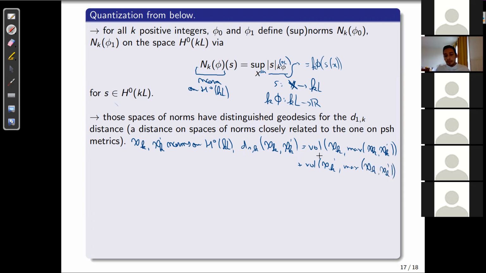And so this volume can basically be understood as a sort of relative energy for norms. And in fact, you see that the expression is very, very close to the expression of a D1 distance on PSH metrics, except that we replace the energies with volumes, and we replace these minimal envelopes with maxima, which makes sense because we have a nice correspondence between norms and metrics, which is order reversing.